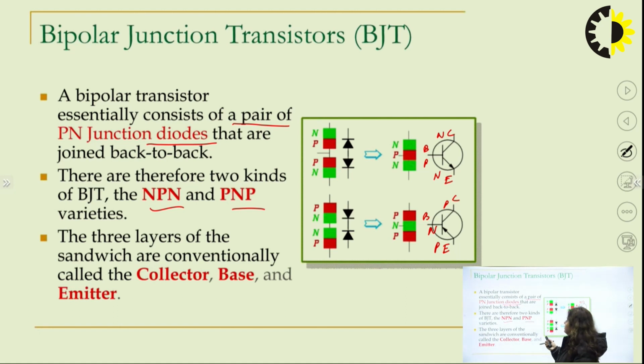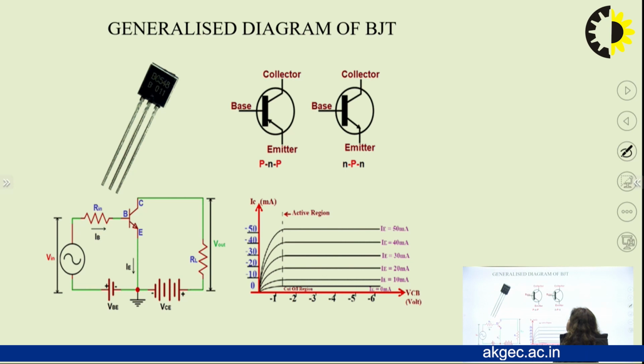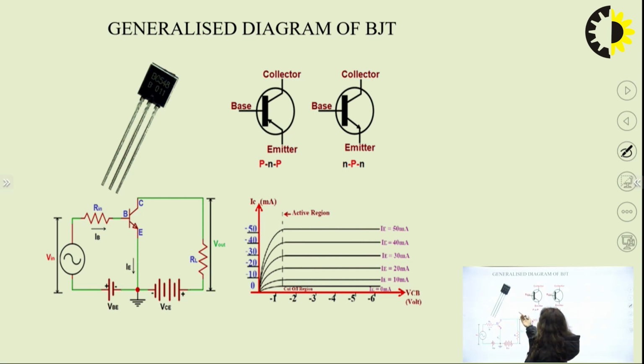What is BJT? It can be clearly understood that a BJT can be formed with the help of two back-to-back PN junction diodes. These are some generalized diagrams of the BJT. Here we have a BJT which you can use in the lab. We have emitter, base, collector. This is for PNP type: P, N, P, and the current will flow from P to N side. Similarly, this is N, P, N, and the current will flow from P to N side.